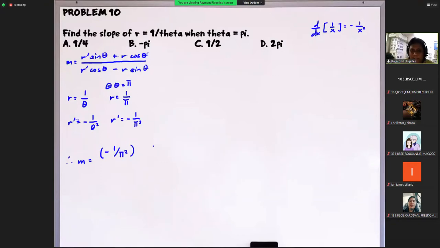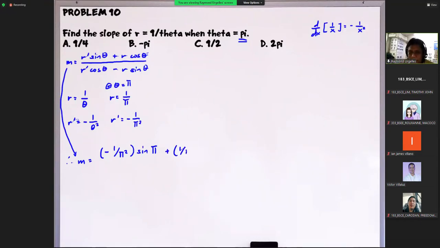So then, we have sine theta. Again, our theta is pi. So theta is equal to pi. So again, from this equation, plus r. Again, our r is 1 over pi. Then that's cosine of theta. Our theta is pi. Then this is divided by r prime again, so negative 1 over pi squared. This time, cosine of theta. So cosine pi, minus r, which is 1 over pi, then this is sine of pi.